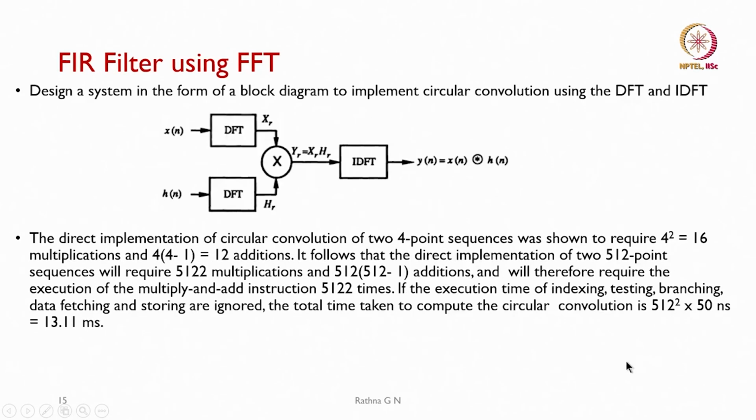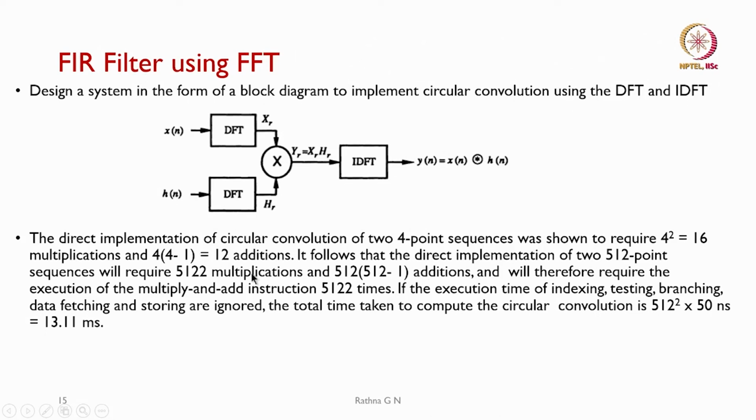Now we will see how we can implement an FIR filter using FFT. We take the DFT of our input signal and the DFT of our coefficients, then do complex multiplication XR into HR, and then take the IDFT. This is the circular convolution which is going to happen.